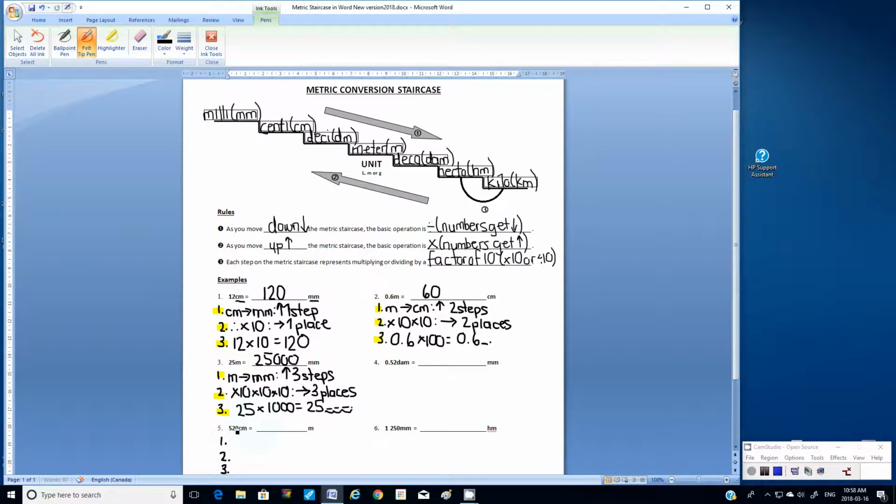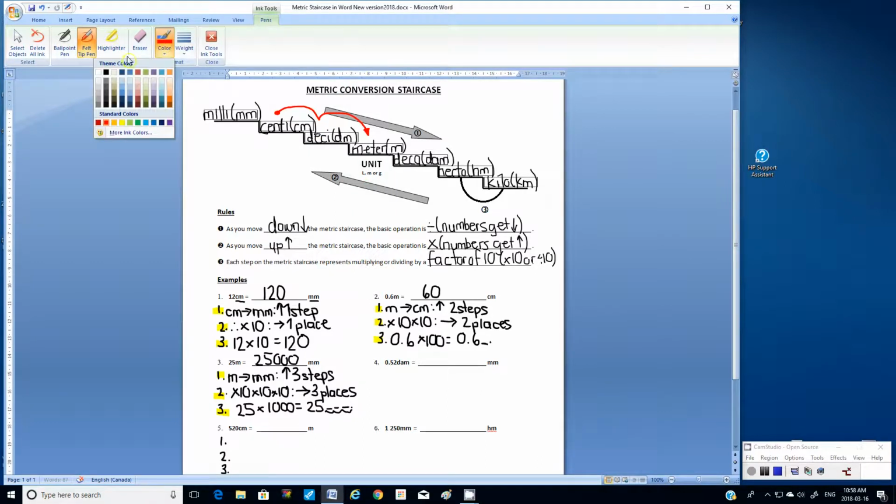All right, so what does the question ask? The question asks us to go to centimeters. 520 centimeters equals how many meters, I apologize. So let's start at centimeters here. That's my starting point. And this time I'm going to hop down to meters. So this is a different direction. We haven't seen this yet.